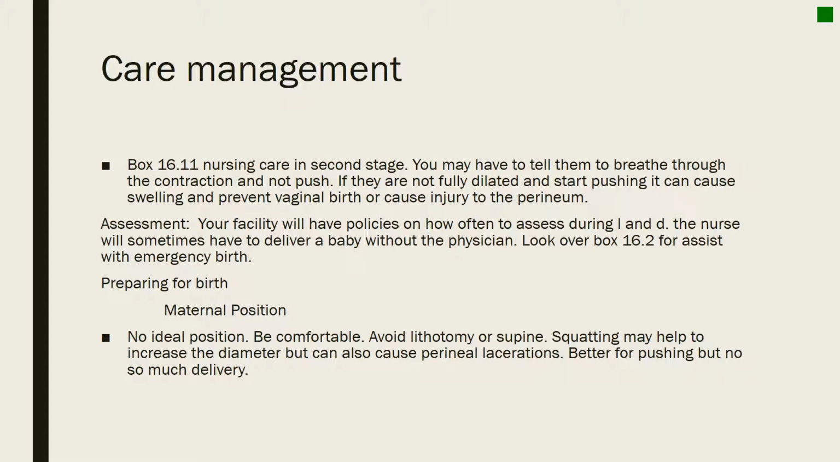During the second stage, if they're not completely dilated and effaced yet, we don't have them push. Sometimes we have to have them breathe through contractions. If they do start to push before that cervix is out of the way, it can actually prevent vaginal childbirth, and it can cause injury because of swelling. So they have to be completely dilated and effaced. Assessment is going to be up to your facility, how often during labor and delivery, but box 16.2 has some information on assisting with emergency birth.